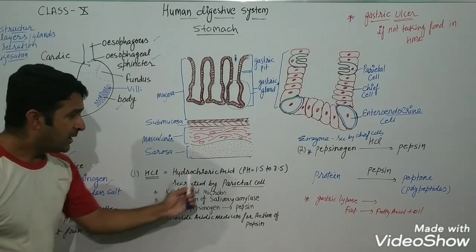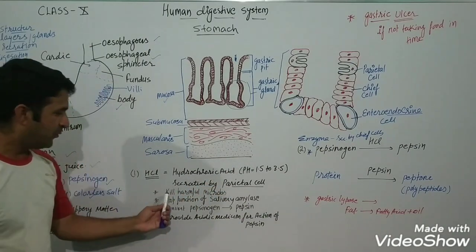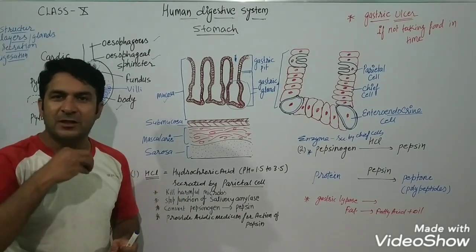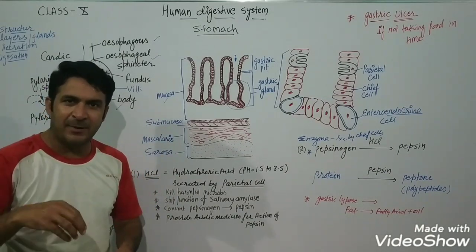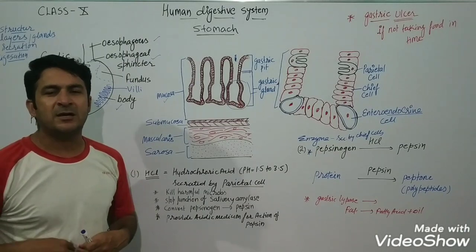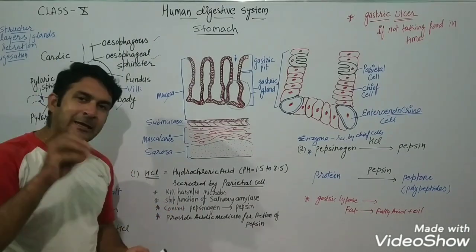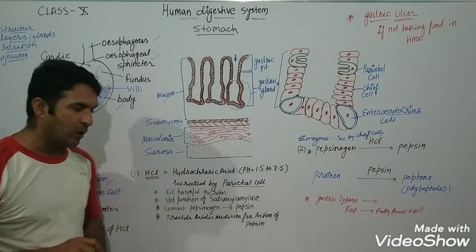Now, what are the functions of HCl here in the stomach? First of all, it kills the harmful microbes that come with the food. When we eat food, many microbes can also mix in from the environment, and they can reach our stomach, which can be harmful for us, right? So the HCl kills all these harmful microbes which come with the food. That is function 1.